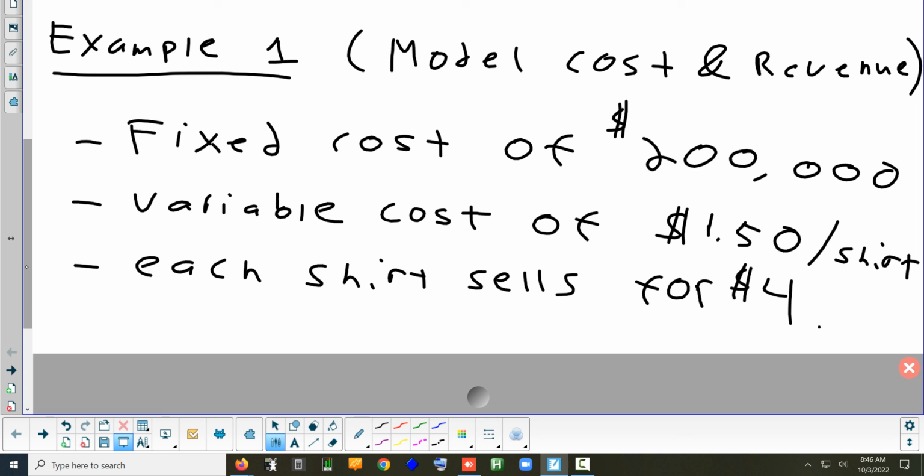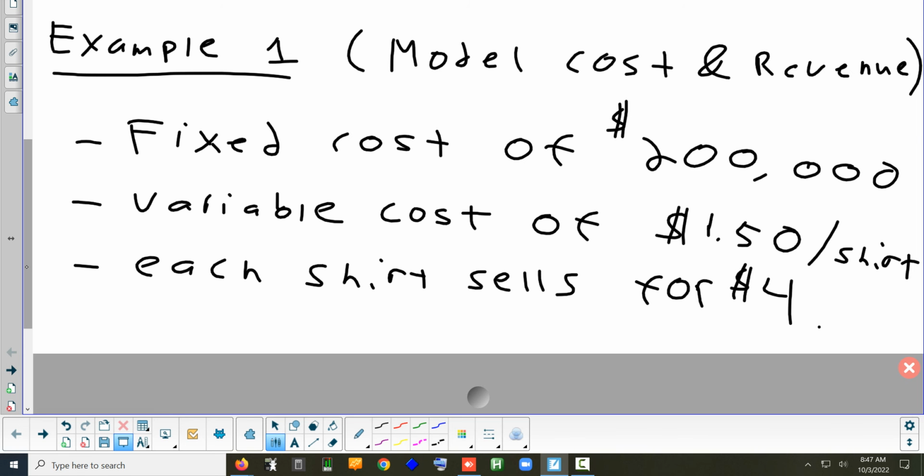Now, as I go through this, there are three different words that I'm going to be using to describe things: cost, revenue, and profit. So cost is how much money the company has to spend. It's how much money they have to pay to afford to do what they do. Two types of costs, fixed and variable. Revenue is just how much money the company takes in. Okay? Revenue is just what they take in. Profit would be the difference between the two.